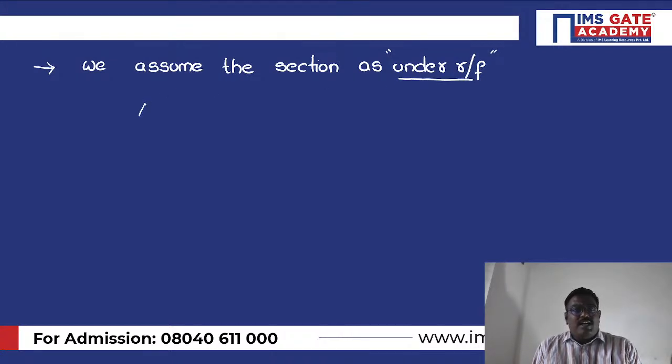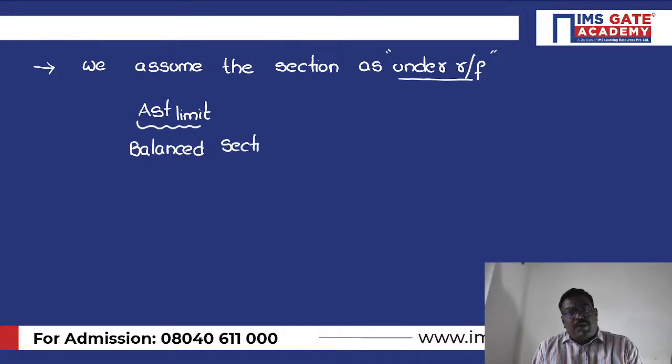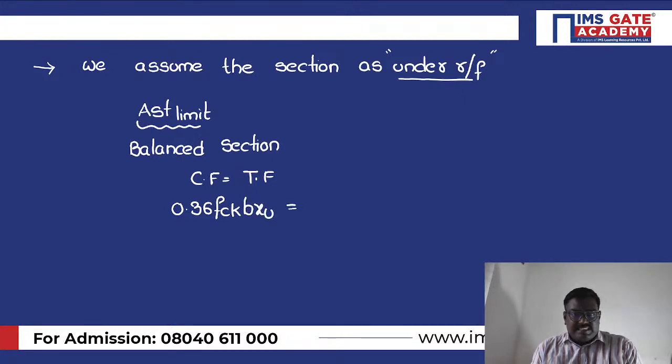Now, we have to find out the Ast limiting, the limiting area of steel. To find the limiting area of steel, we assume the section as a balanced section. When I assume a balanced section, we have compression force equal to tension force: 0.36 fck b xu is equal to 0.87 fy Ast.